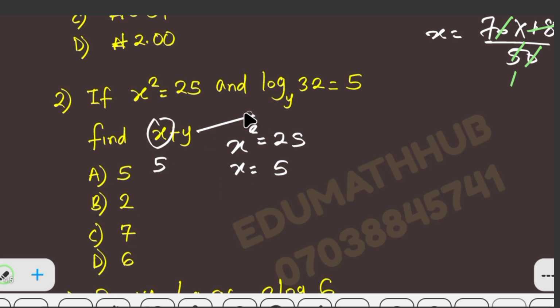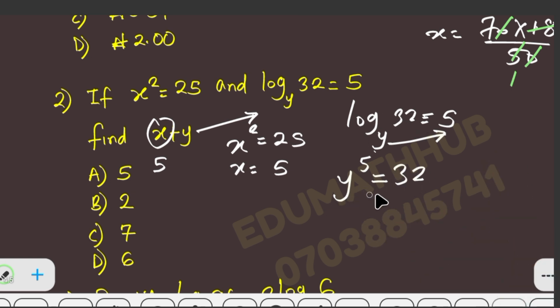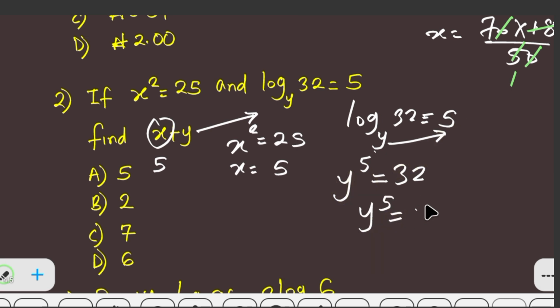So what will be y for this one here? You have log of 32 to base y is equal to 5. So this y will be raised to the power 5, so you have y raised to power 5 is equal to 32. The log will not be there again because I'm already in index form. 32 is 2 to power 5. By the time the powers cancel out, y will just be 2.